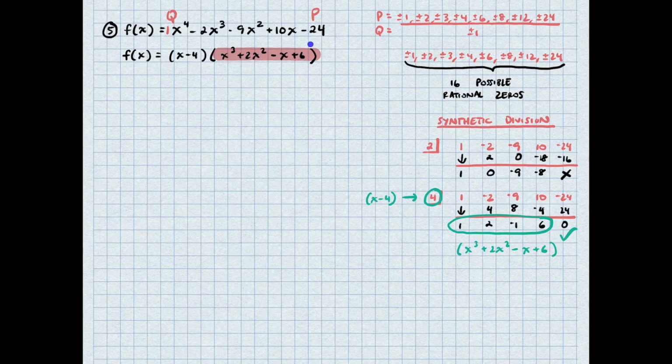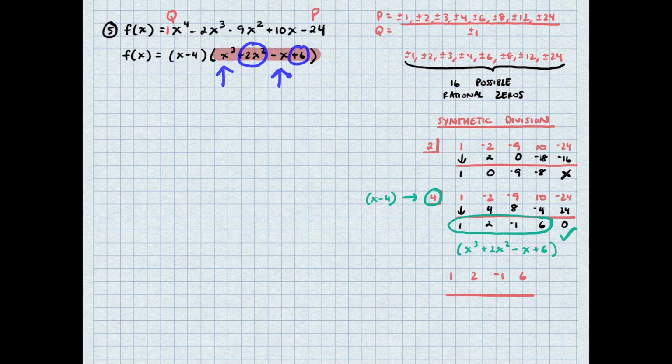Using synthetic division again, let's try to break down this cubic part into a linear and quadratic. We can write down our coefficients of 1, 2, negative 1, and 6. No matter what number I choose, we know that this is going to be positive and this is going to be positive, since squaring any number will be a positive value. That means we need to get this to be negative and this to be negative.